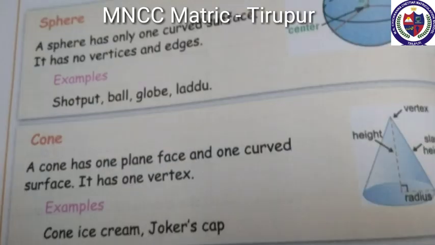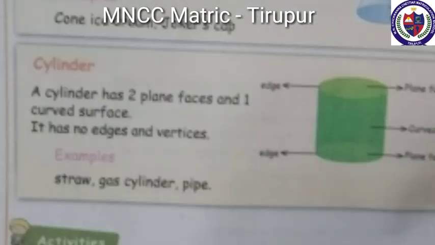Third one, sphere. A sphere has only one curved surface. It has no vertices and edges. Examples: shot put, ball, globe, laddu. Next, cone. A cone has one plane face and one curved surface. It has one vertex. Examples: cone ice cream, joker's cap. Last one, cylinder. A cylinder has two plane faces and one curved surface. It has no edges and vertices. Examples: straw, gas cylinder, and pipe.